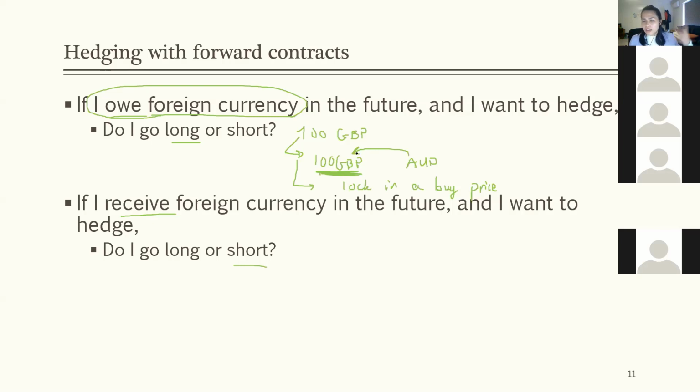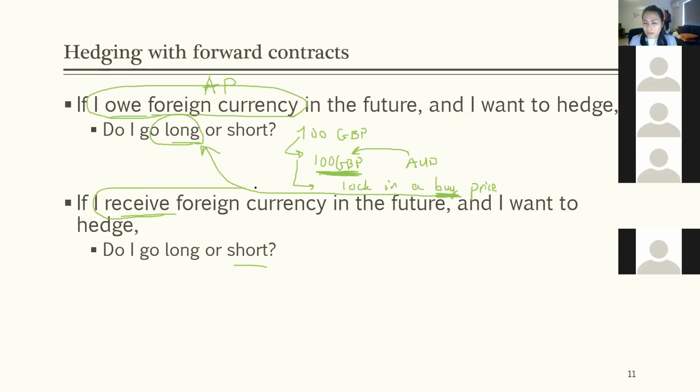Okay. So spot on. So that's the correct answer. So I know that in a year's time, I'm going to have to exchange my domestic currency to that foreign currency. So why don't I just lock in a buy price today, right? To hedge any exchange rate uncertainty. So as a result, if I have an account payable in a foreign currency in the future, I'm going to be entering into a long position, okay? So here I want to lock in a buy price, and so I want a long position.